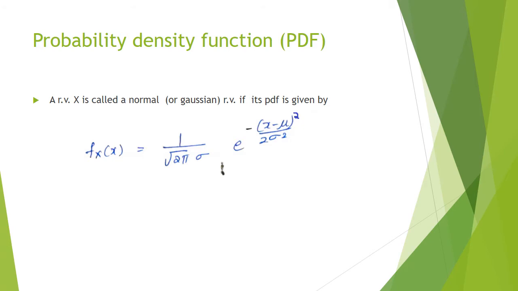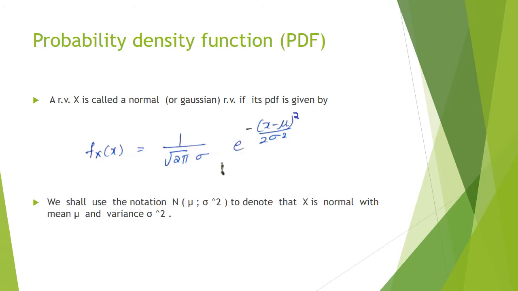So in this problem, mean and variance will be given, and we have to find the distribution. Now normally it is represented as N of mu comma sigma square. So normal distribution with the mean given and variance given.